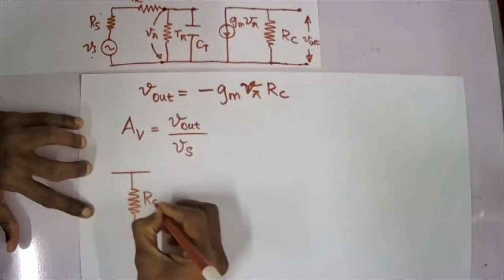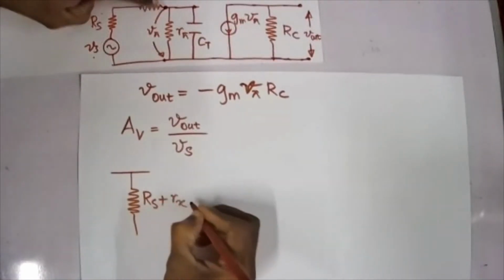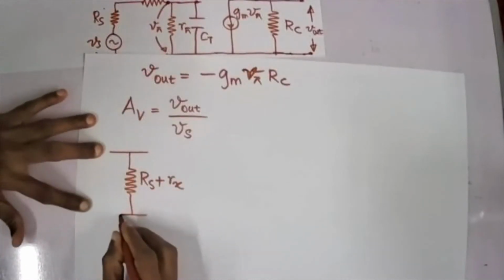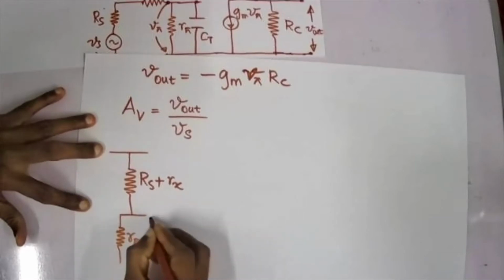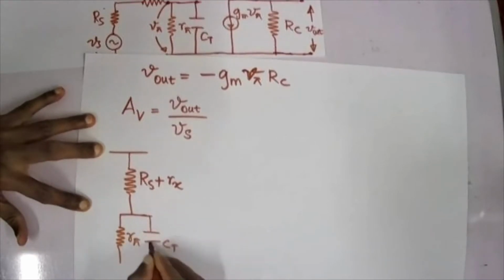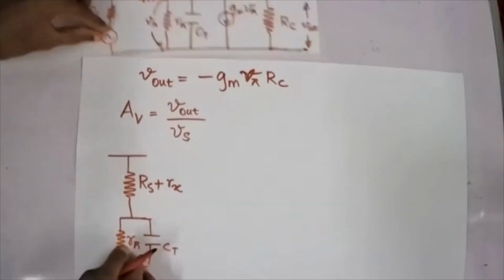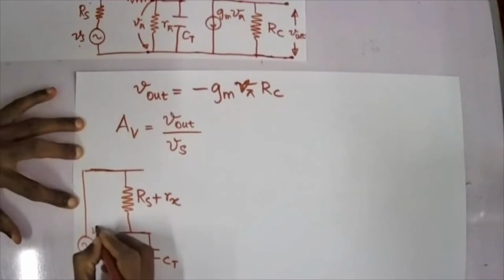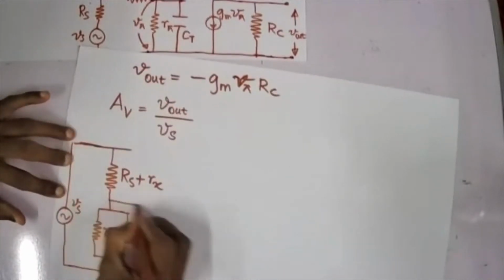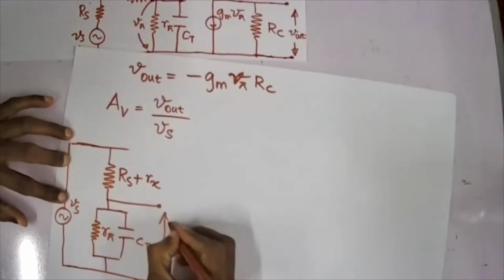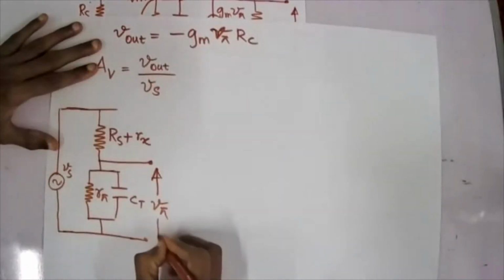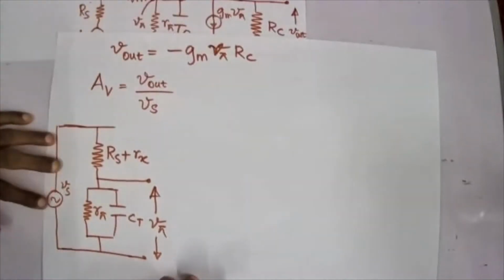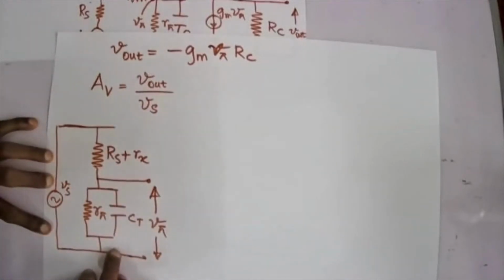So this will be Rs plus Rx, which is in series, the combination of these two. Now I have R pi parallel Ct. The whole voltage across the input side will be Vs, and what I need is to find out my V pi, which is across this one. If I calculate V pi in terms of Vs and substitute that here, I can easily calculate V out. So this is a simple potential divider.